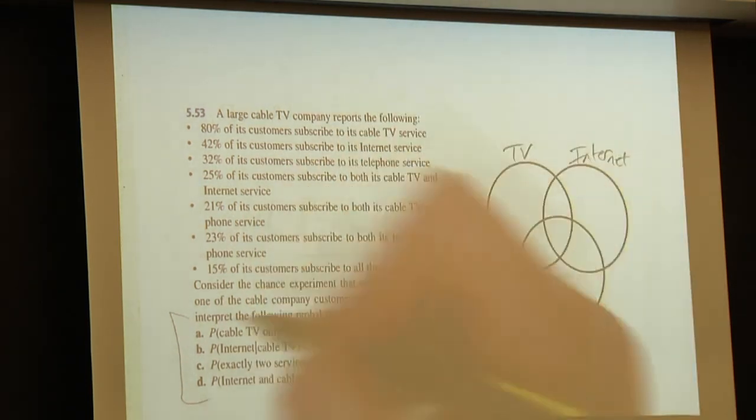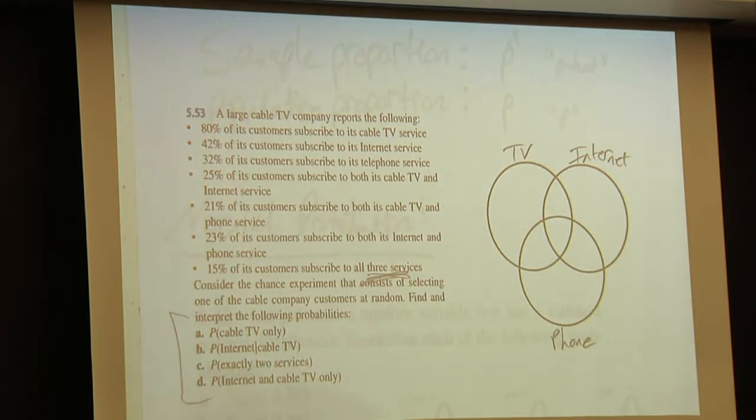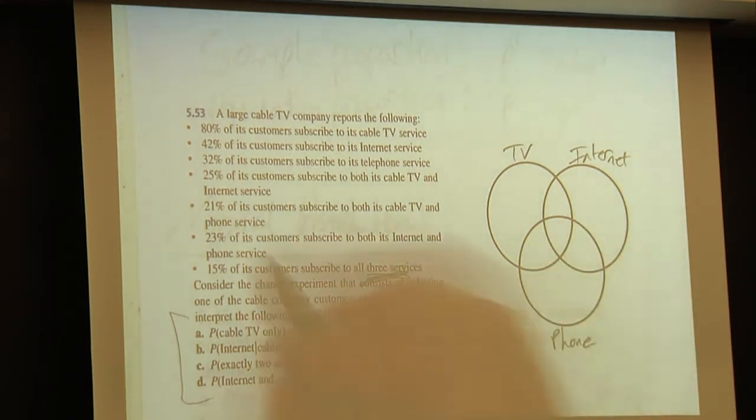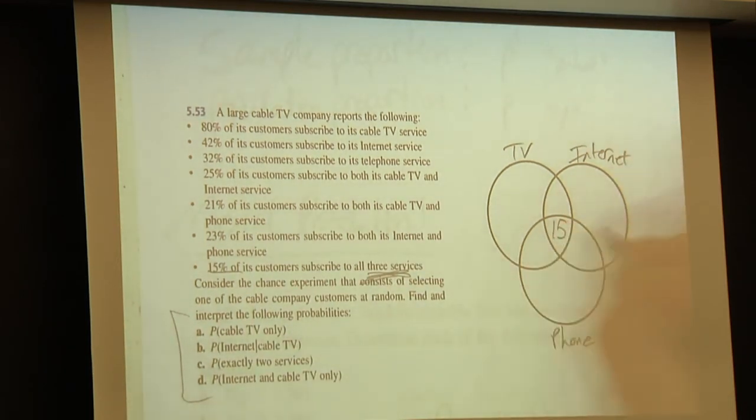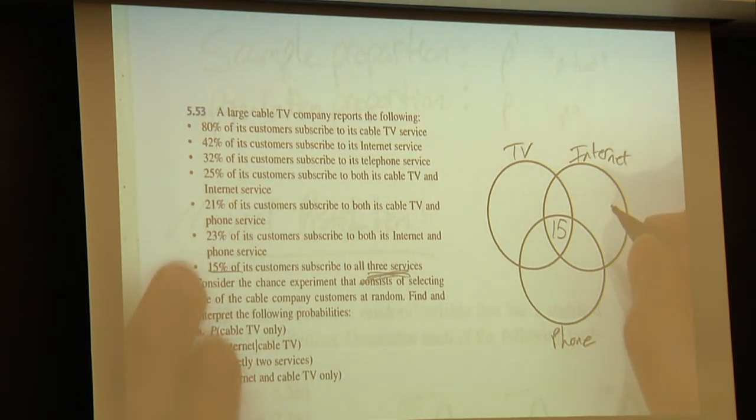And they gave us these percentages, but I can just say whatever. We had a sample size of 100. That way, whatever percent they give me, I'm just going to write that number, okay? Because they didn't give me any other numbers, so it's not really going to matter. So they said 15% of the customers have all 3 services, so I'll write a 15 there. Now, what else can we look at? We can look at 23% of the customers subscribing to internet and phone.